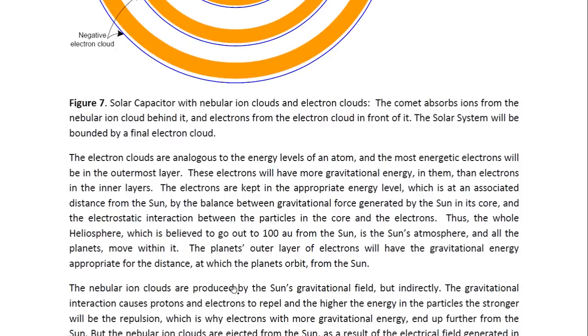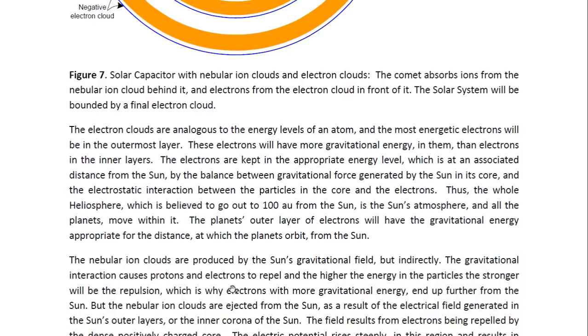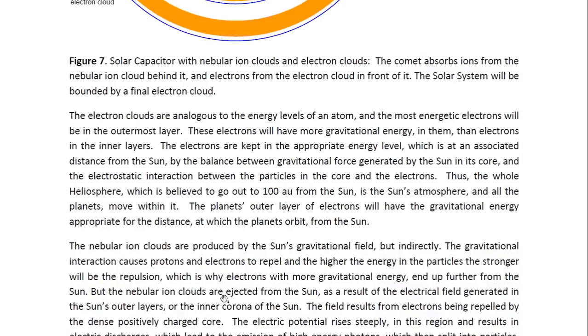The electrons are kept in the appropriate energy level, which is at an associated distance from the Sun, by the balance between gravitational force generated by the Sun in its core and the electrostatic interaction between the particles in the core and the electrons. Thus, the whole heliosphere, which is believed to go out to 100 AU from the Sun, is the Sun's atmosphere, and all the planets move within it. The planet's outer layer of electrons will have the gravitational energy appropriate for the distance at which the planets orbit from the Sun.